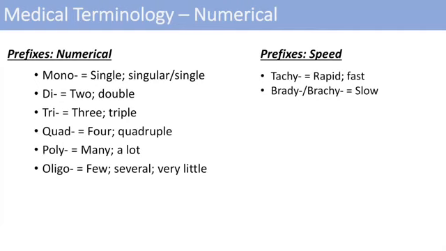So for the prefixes related to speed, we have tachy, which means rapid or fast, and brady, which means slow. For these terms, you typically think of the heart. You can have tachycardia or bradycardia. So they're just different terms to describe the speed of the heart rate.